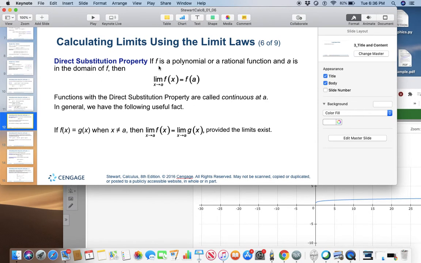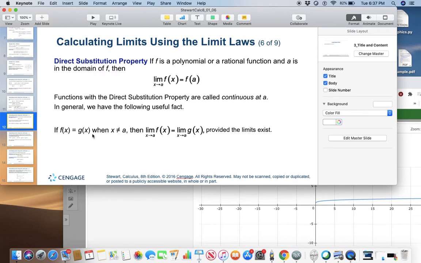Direct substitution property. If you have a polynomial or a rational function and a is in the domain of f, then the limit as x approaches a of f of x is f of a. So this is direct substitution. To find the limit of a function, all you do is plug it in. When do you plug it in? If f is a polynomial or a rational function. Rational function means polynomial over polynomial, and a is in the domain. Okay, we will see examples.